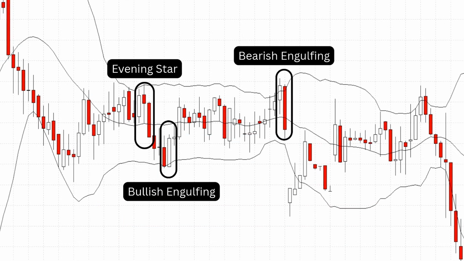Now, before taking any trade using this strategy, you must confirm that the market is in a ranging condition and not in a strong trend. A ranging market is very easy to identify. You will notice that the middle band, which is the 20 simple moving average, remains mostly flat. Price frequently moves between the upper and lower bands. There are no long or aggressive one-direction candles dominating the chart. When these conditions are present, Bollinger Band reversal setups work extremely well.